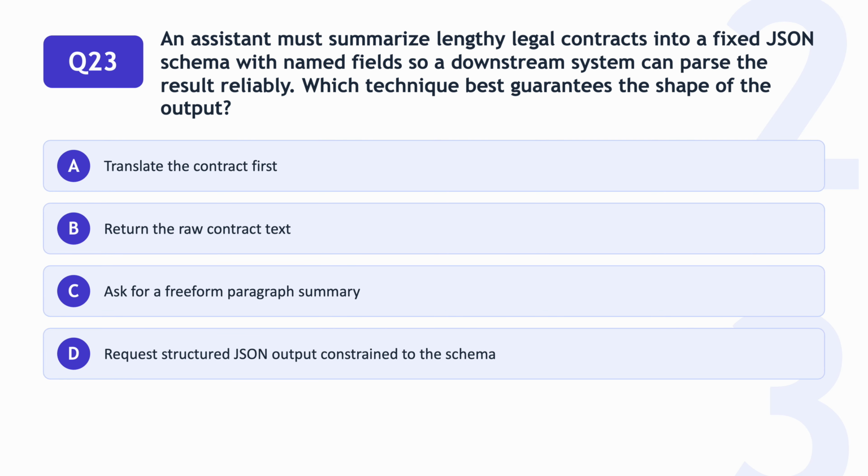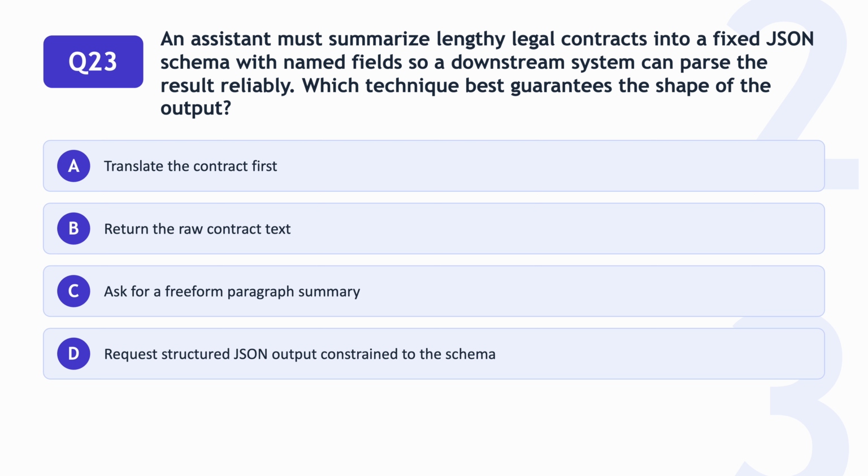Question 23. An assistant must summarize lengthy legal contracts into a fixed JSON schema with named fields so a downstream system can parse the result reliably. Which technique best guarantees the shape of the output?